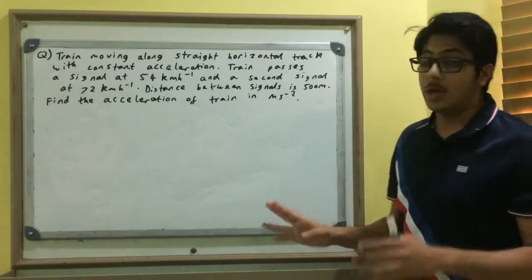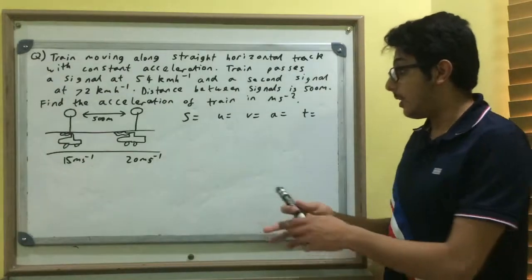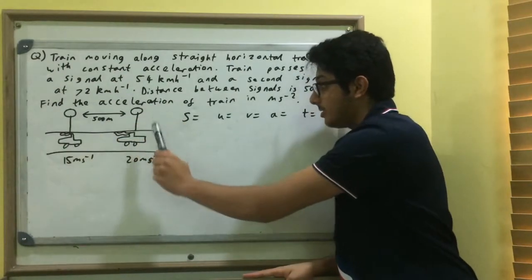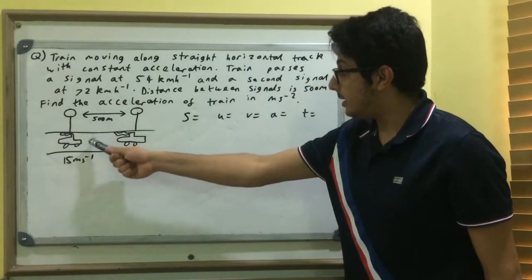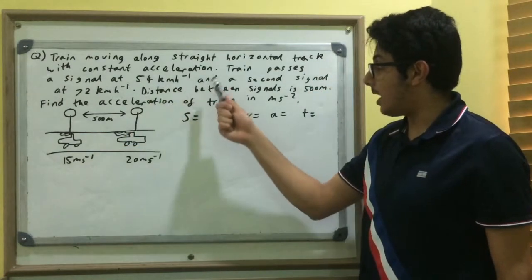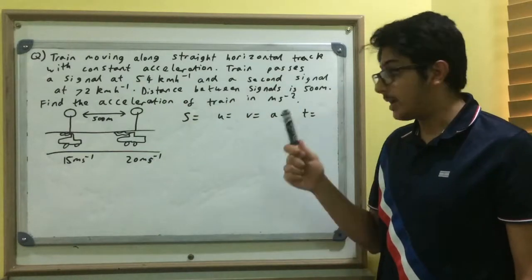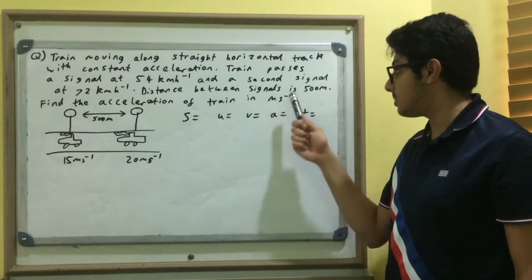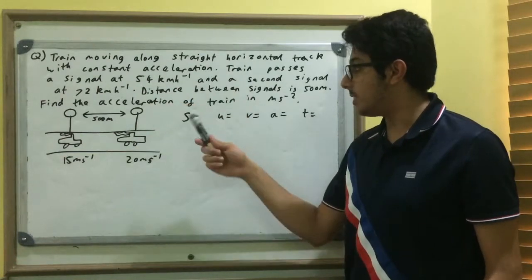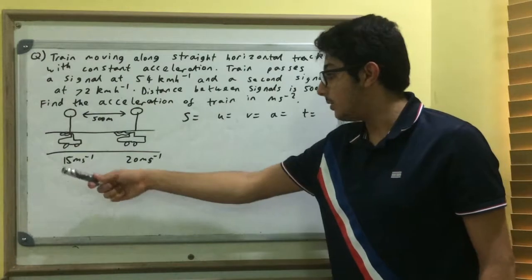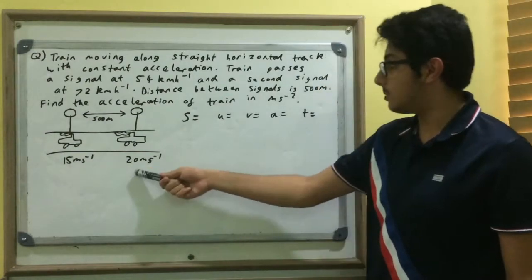And the first thing I would do is draw a diagram like this. So here's the first signal, here's the second signal, the distance between them is 500 meters. When the train reaches the first signal, it is at 54 kilometers per hour. Convert that into meters per second because you want the acceleration to be in meters per second squared. So make things easier for yourself: times by 1000 divided by 60 twice, same thing for 72 kilometers per hour. You get 15 meters per second here and 20 meters per second here.